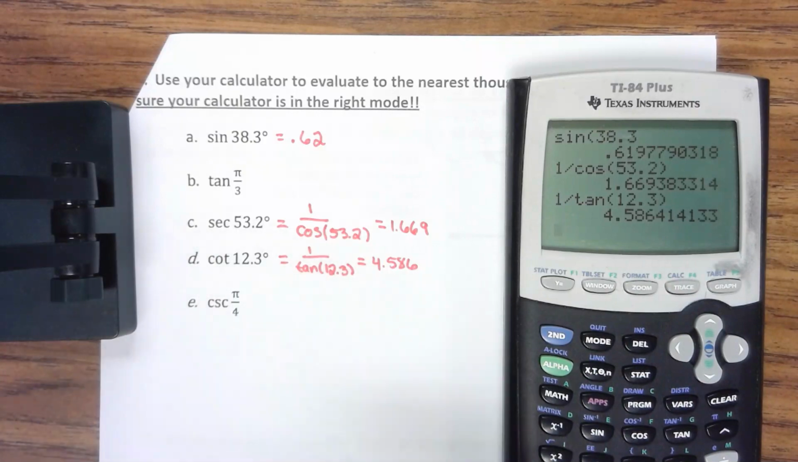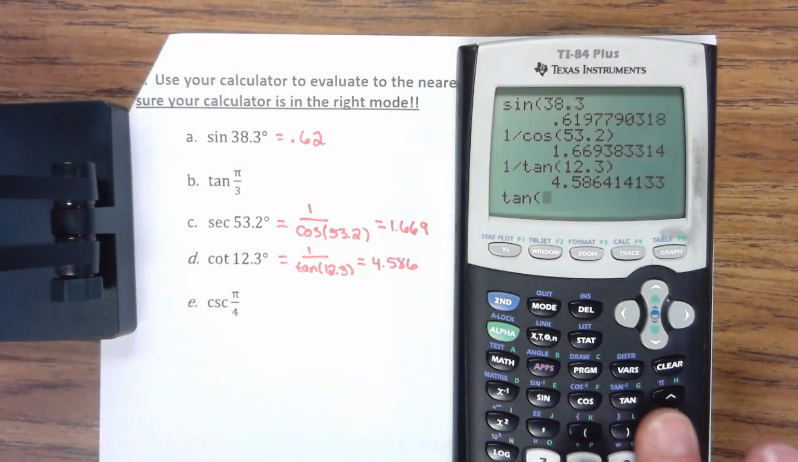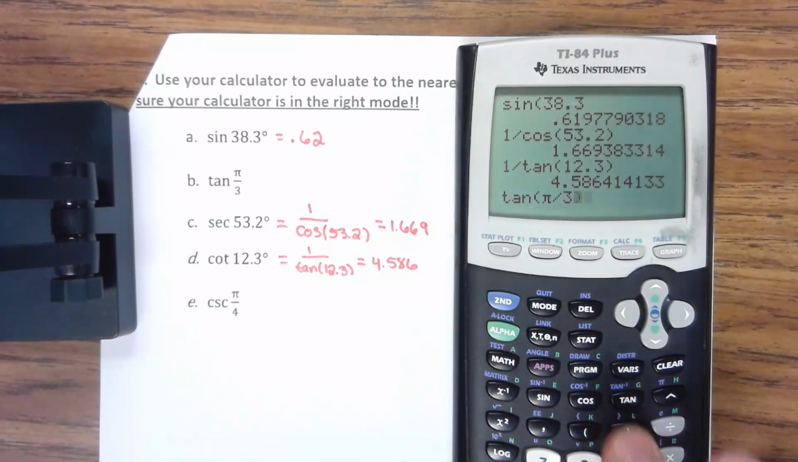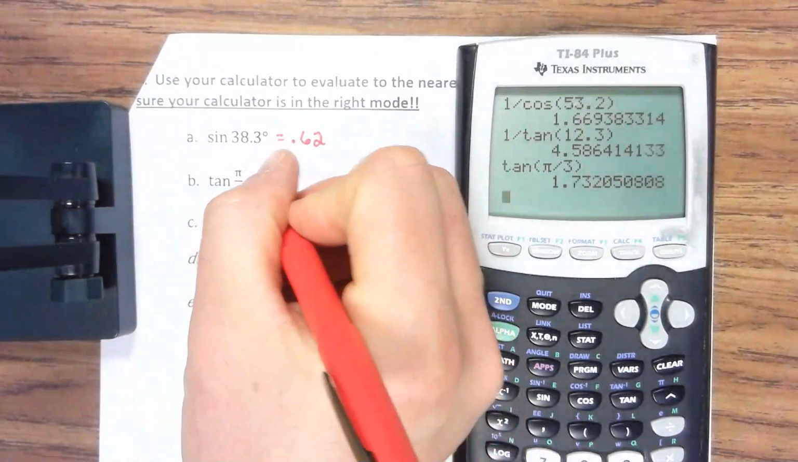And then we'll start with tangent. So pressing tangent. And then on the graphing calculator, the pi button is the second option of this exponent button. So you'll hit second exponent to bring in pi, divide it by 3, and we get 1.732.